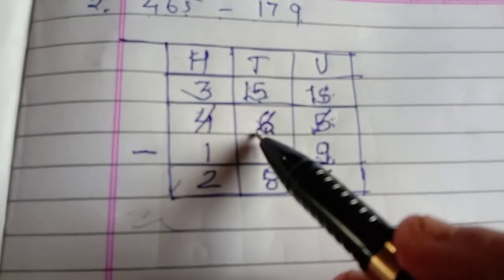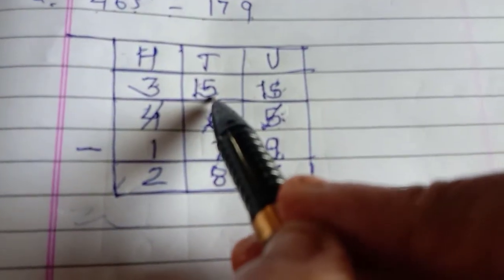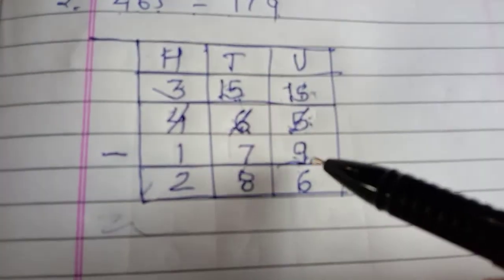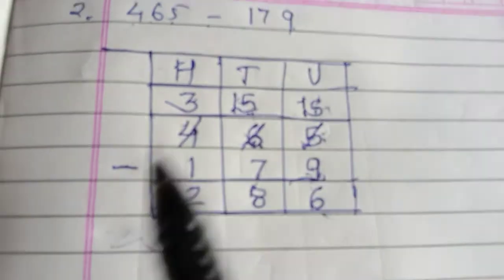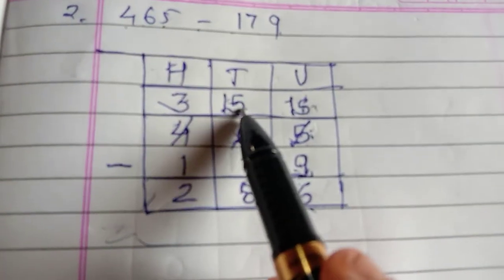Okay, and here you borrowed 1 from the 6, so how many remain here? 5 tens are remaining here. Okay, so 15 minus 9, that is 6. Now here is 5. You cannot subtract 7 from the 5.